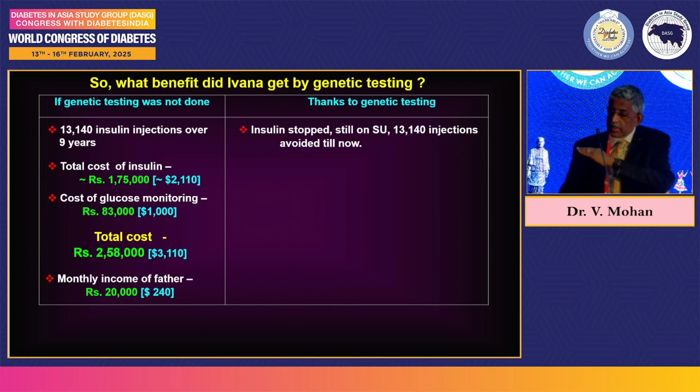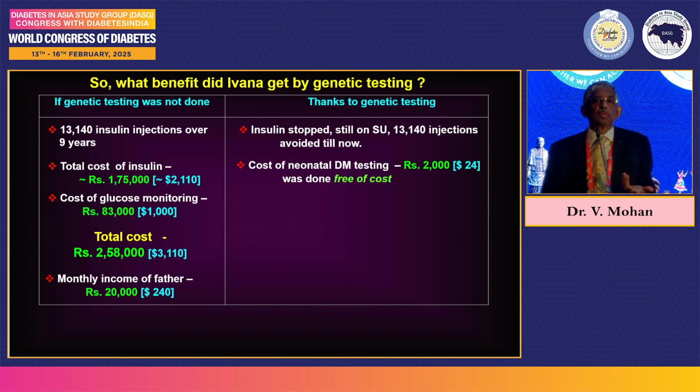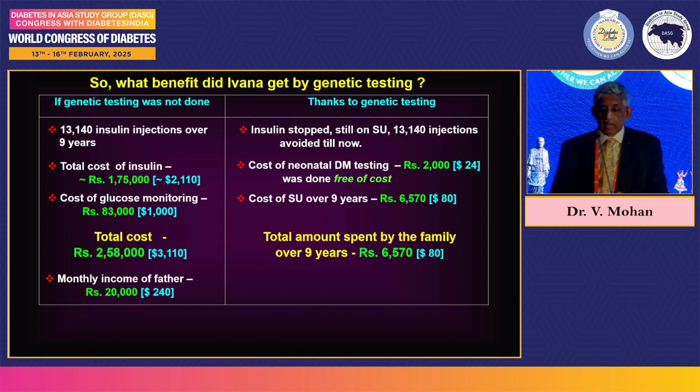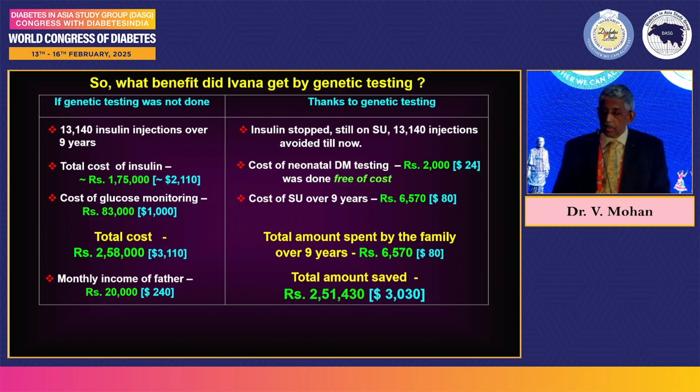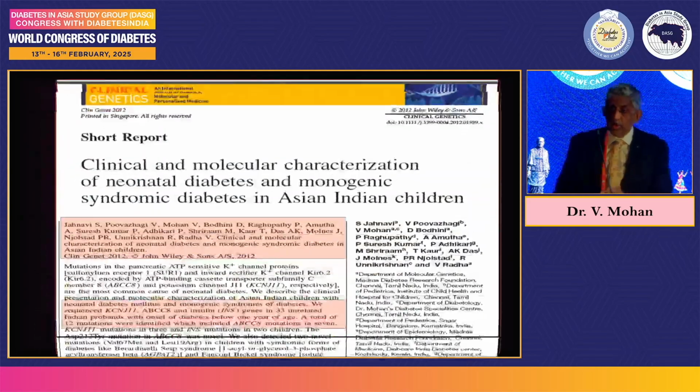Thanks to genetic testing, 13,000 injections gone. Cost of the neonatal diabetes testing is 2,000 rupees. Of course, we don't charge her for it, so she did it free. Cost of sulfonylurea, which she buys, is 6,000 rupees for the 9 years that she has taken it. Okay, and the total amount spent is 6,000 rupees over 9 years. You divide that per year or per month. So that's the cost. If genetic testing is not done, she'd have been on insulin even today.